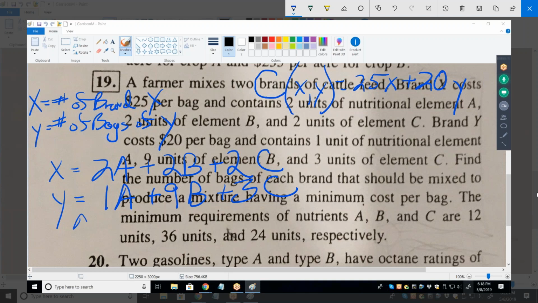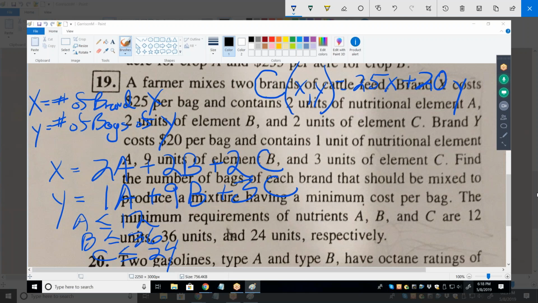So I've got A has to be equal to or less than 12. B has to be less than or equal to 36. And C has to be less than or equal to 24. I think that might do it. The only thing is, you've got something wrong here.